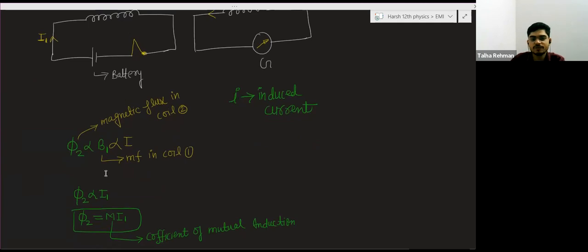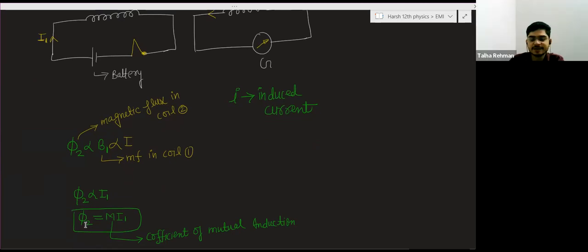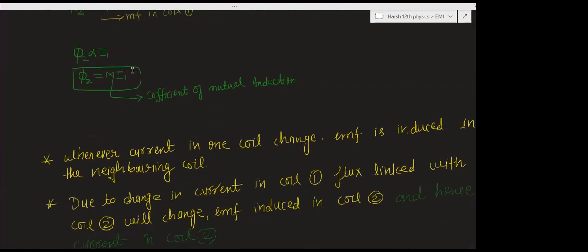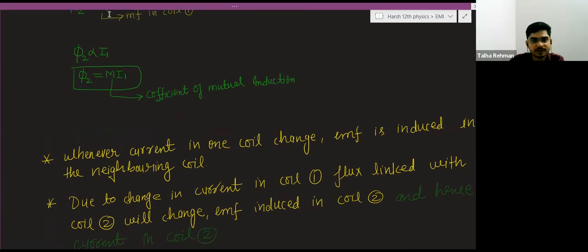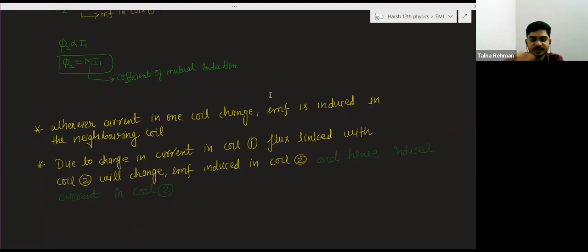So when we remove this proportionality sign, we will get a coefficient of mutual induction. Phi 2 is the magnetic flux in coil 2, M is the coefficient of mutual induction, and I1 is the current in coil 1. So basically, this is the definition, or you can say expression.